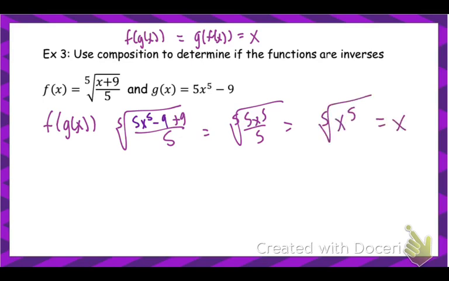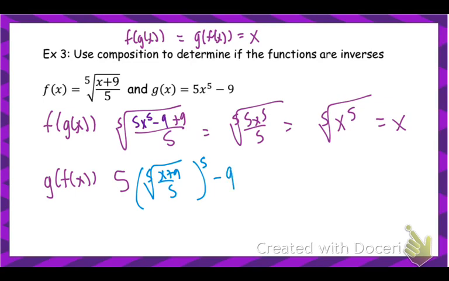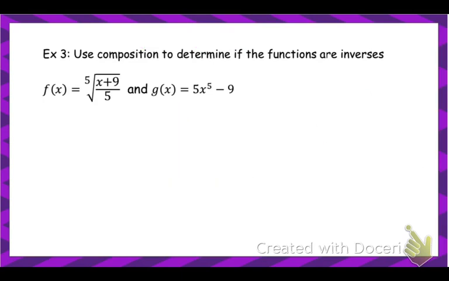So I do get x for the first one. I still need to do the opposite direction, though. I still need to do g of f of x. So that means I take the g of x function. I'm going to replace x with f of x and simplify from there. So 5th root to the 5th power, that's going to simplify. Those 5s are going to cancel. And I'm left with x. So the fact that f of g of x and g of f of x both equal x, that is your proof. All right, so that is it for inverses.